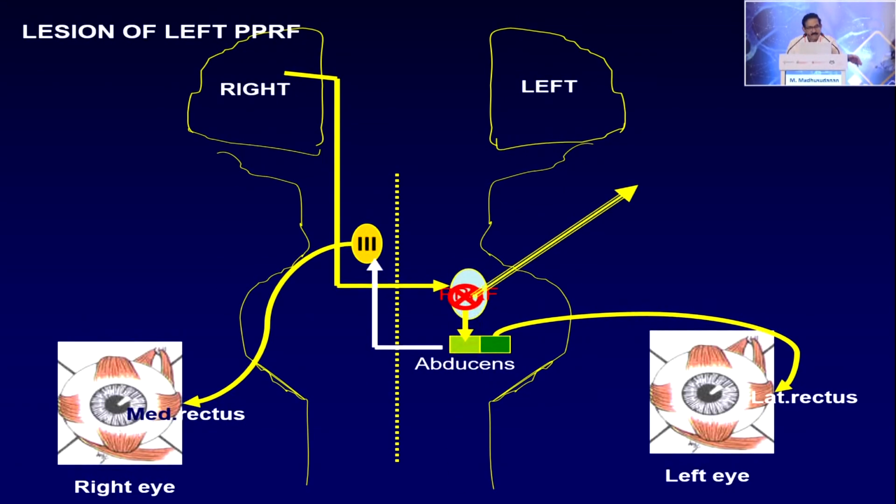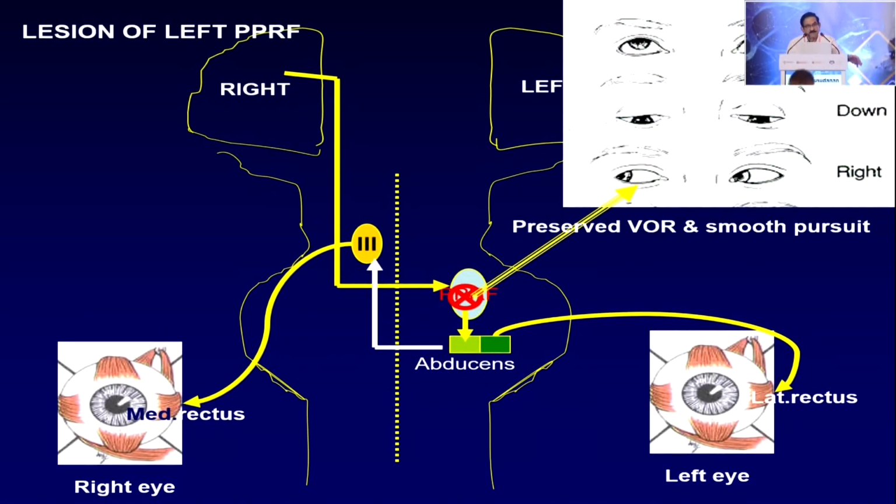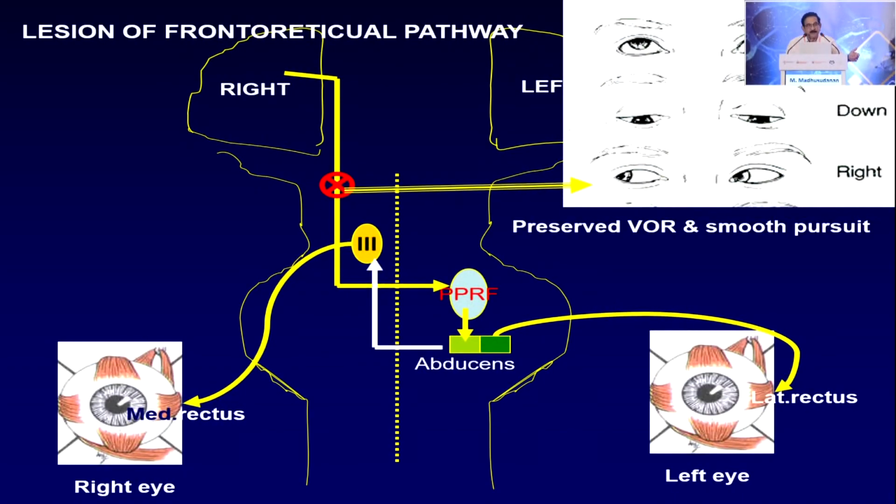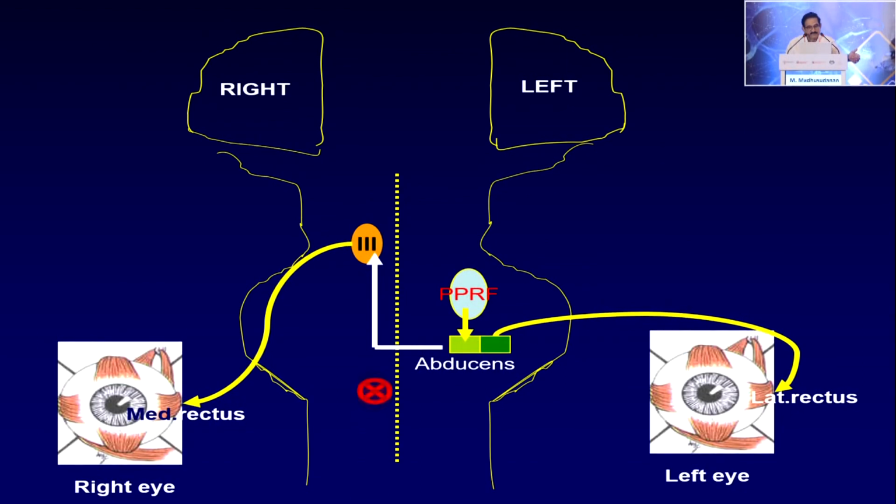The same ipsilateral gaze palsy will also occur with PPRF lesions, but the difference between that and the abducent nuclear complex is that in PPRF lesions, there is preserved vestibulo-ocular reflex and smooth pursuit. Same thing will also occur with the contralateral reticular pathway. Here it is similar to PPRF, only the gaze palsy is to the opposite side.